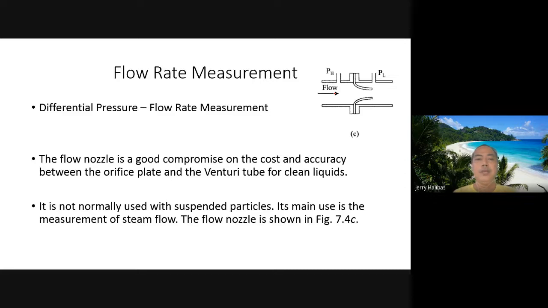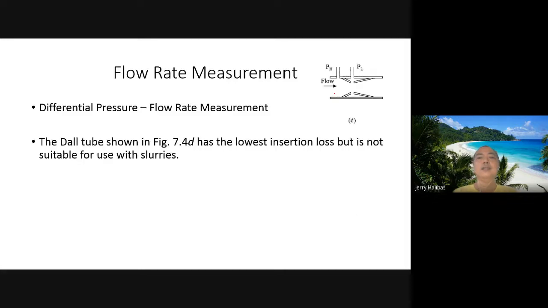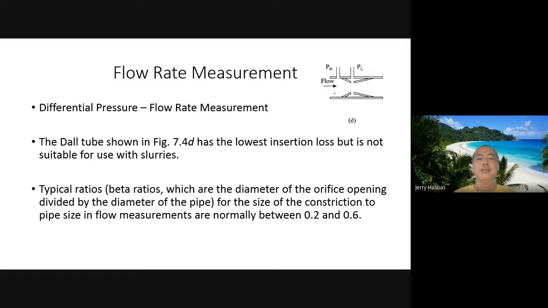So usually for boilers, no? That is what is mostly used. Okay. Dall tube has the lowest insertion loss, but it's not suitable for slurries. So there are slurries there.